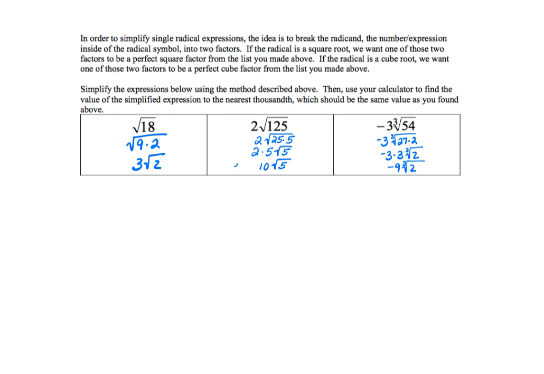This one, I need to find a perfect cube that's a multiple of 54. So 27 times 2 is 54, and 27 is a perfect cube. Cube root of 27 is 3. So now I multiply the negative 3 on the outside by 3, and I get negative 9 cube root of 2.